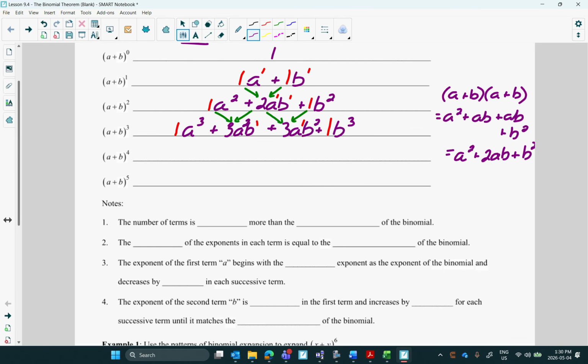So I'm going to stop writing in different color pens. What would this be? 1a to the 4 plus 4 a3 b1, because they have to add to 4, plus 6 a2 b2 plus 4 a1 b3, and then on the end is 1 b4.